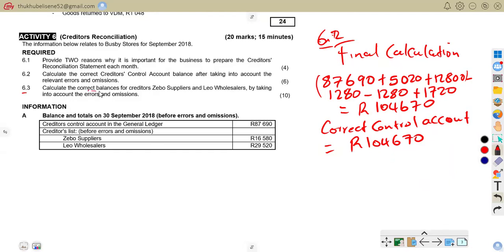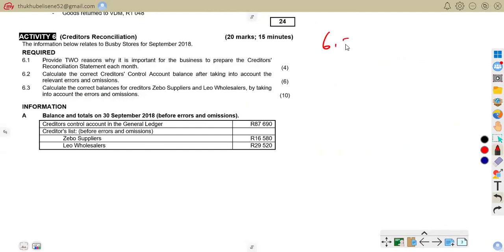6.3 says calculate the correct balances for creditors, Zero suppliers and Leo wholesalers by taking into account the errors and omissions. So now we are on 6.3. So let us attend to it. So now we're going to say 6.3. So 6.2, we're talking about the creditors balances, whereby now we are going to fix individual creditors now. We are going to fix individual creditors.